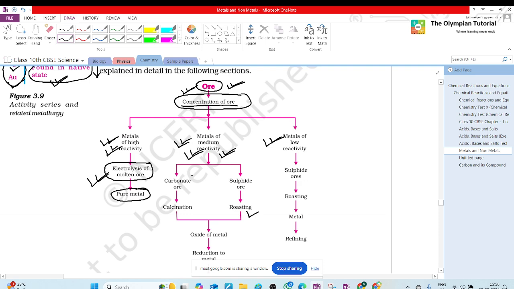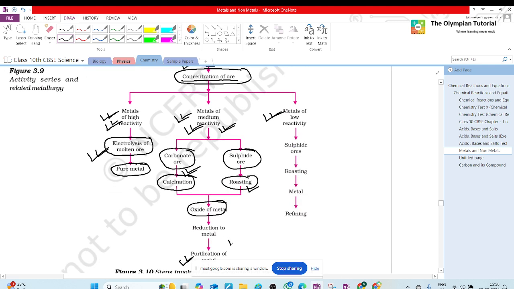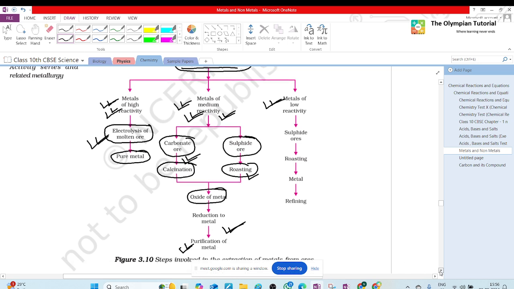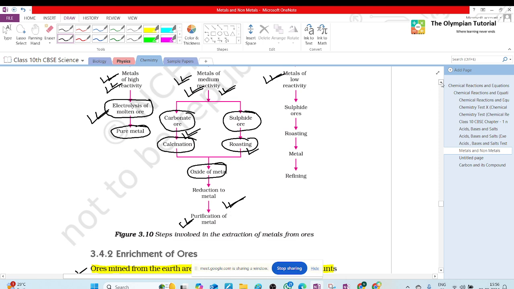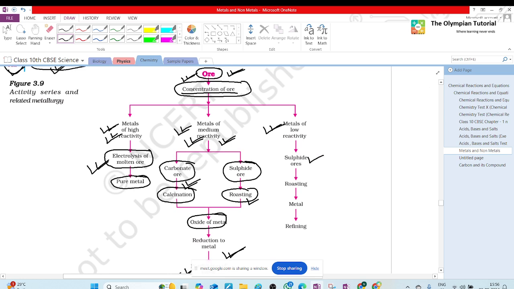Metals of medium reactivity we can get in two conditions, carbonate ore or sulfide ore. If they are carbonate ore we do calcination and roasting, we get oxide of metal. When oxide of metal is reduced we get the metal, and then it is purified to get pure metal. Metals of low reactivity, in the case of sulfide ore we do roasting as done previously in metals of medium reactivity, we get metal and after refining it we get pure metal.